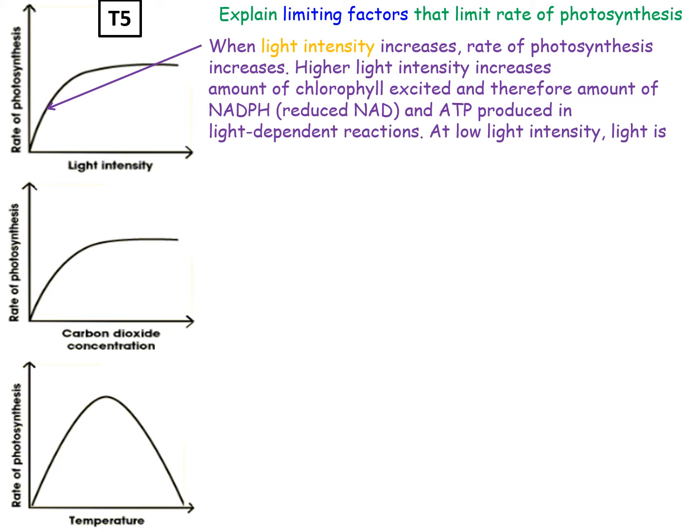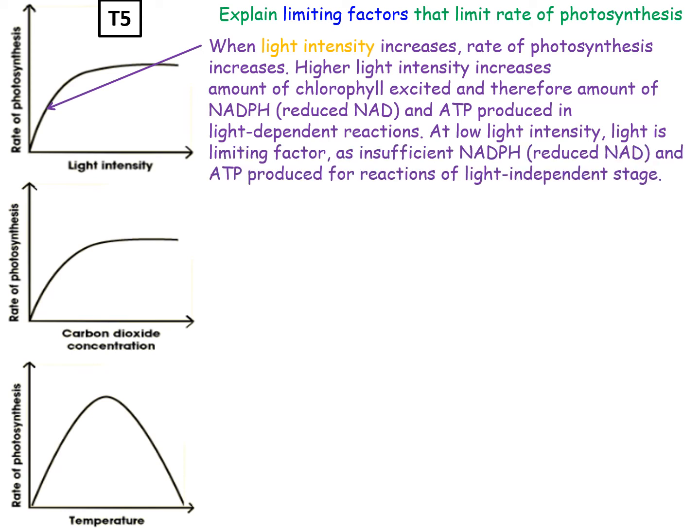However, at low light intensity, light is the limiting factor because there is insufficient reduced NADP and ATP produced for reactions of the light-independent stage. So those two molecules that are made in the light-dependent stage, not a lot of them would be made, and therefore there's a limited amount of that for the light-independent stage, where glycerate 3-phosphate is converted into GALP. And that is why the rate of photosynthesis is low when the light intensity is low.